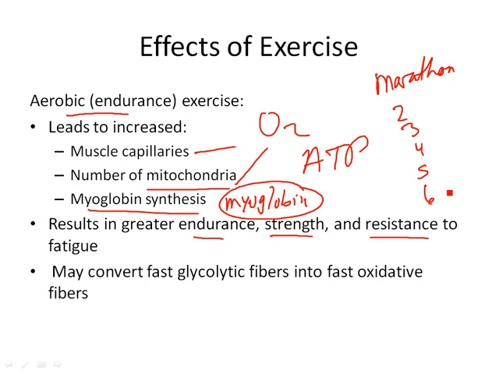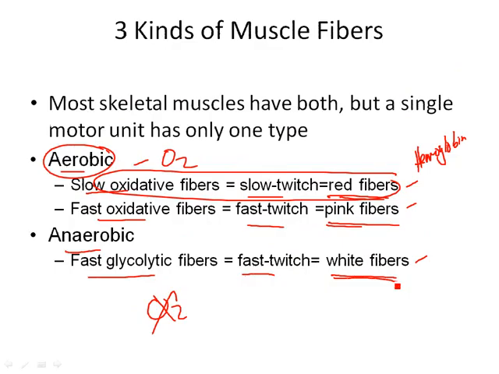And what you're doing is you're increasing the capillaries of the muscle, increasing your mitochondria, increasing your myoglobin so that you've got plenty of ATP to make you more aerobic. You can also convert some of your fast glycolytic into fast oxidative fibers. So you can actually have a little bit of a conversion going on. Let me go back to that original. So these anaerobic fibers, you can actually convert to aerobic fibers. So the more aerobic fibers you have, the better you are at an endurance sport. So you have to train for it.